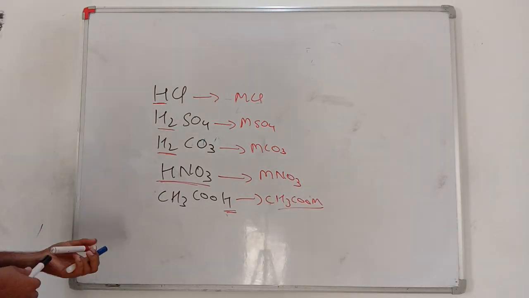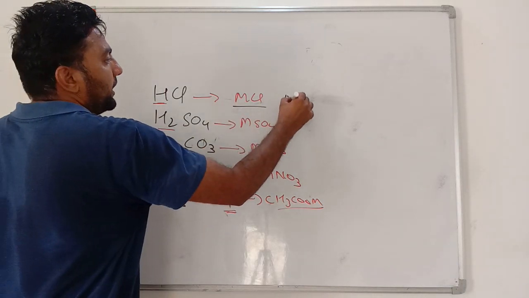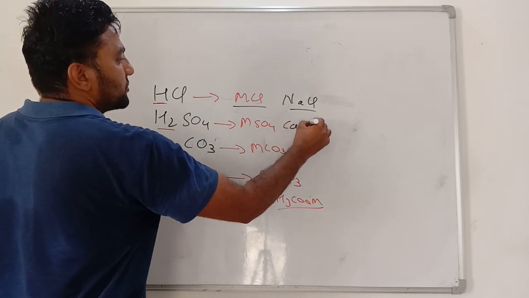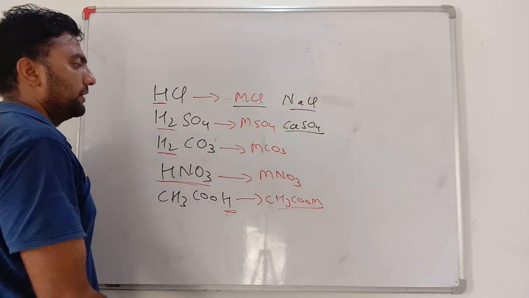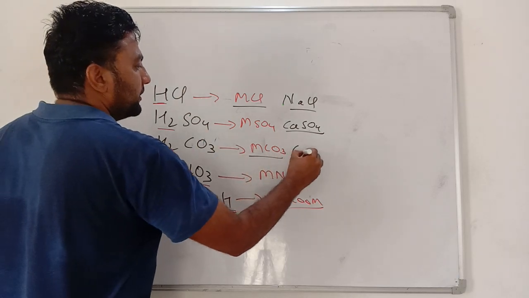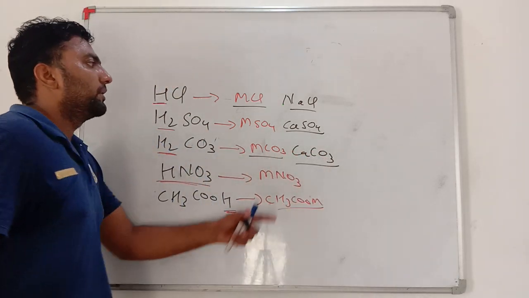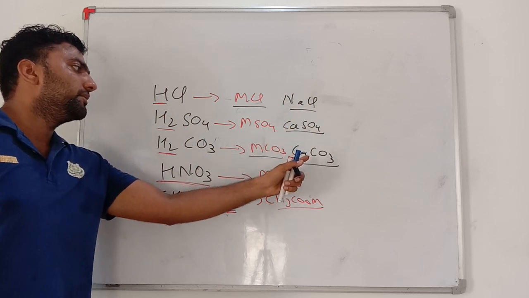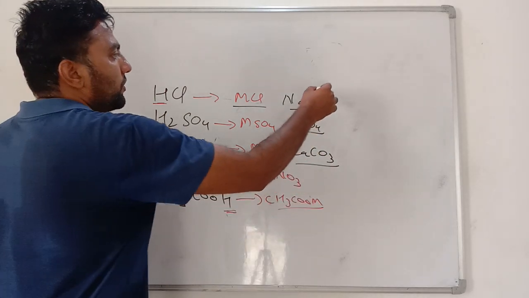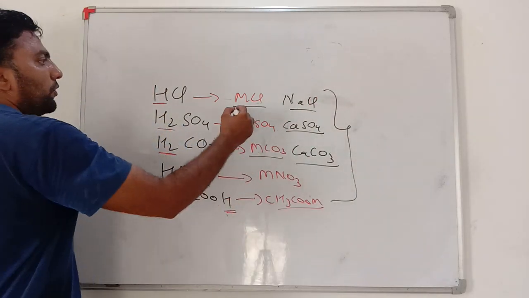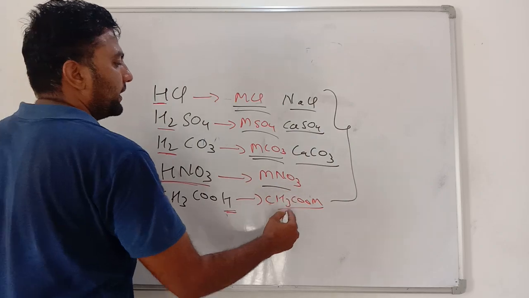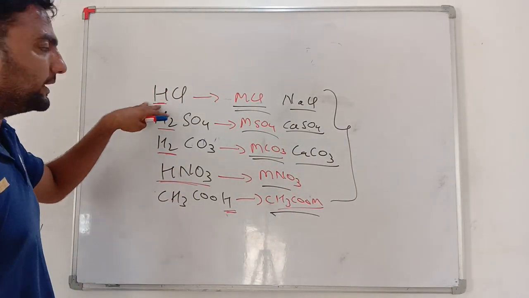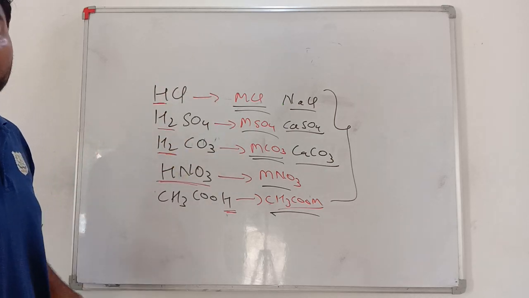Okay, my dear students, I'll give you one or two examples. Metal chloride, NaCl, sodium chloride. Metal sulfate, that is CaSO4. Metal carbonate, CaCO3. Sodium chloride, calcium sulfate, calcium carbonate, these are all salts. Chlorides, sulfates, carbonates, nitrates, acetates, all these are salts. We get salt from any acid when it is combined with any base.